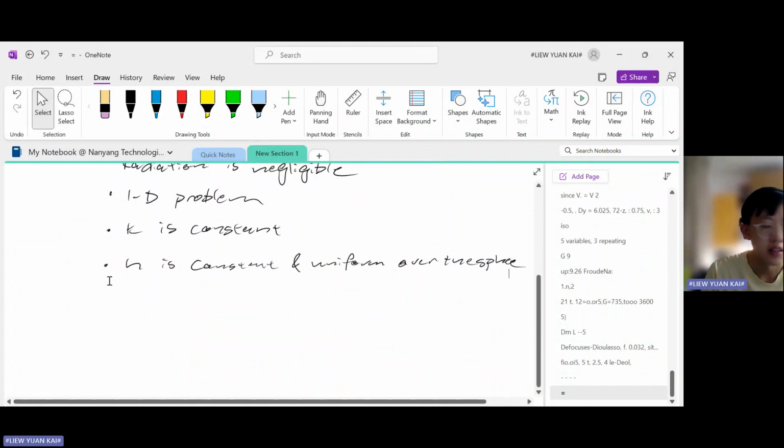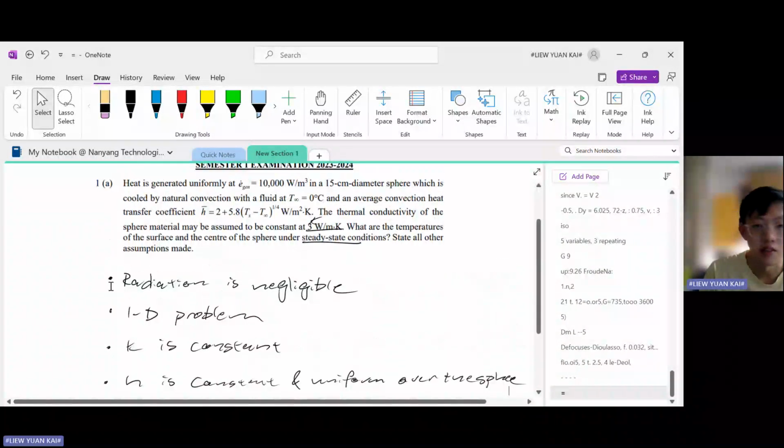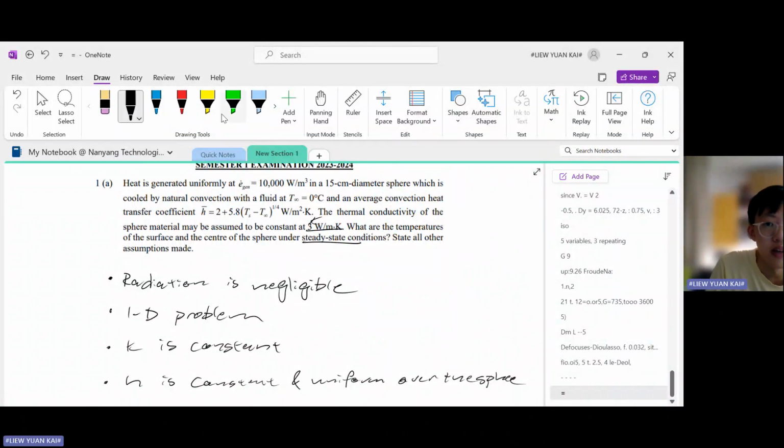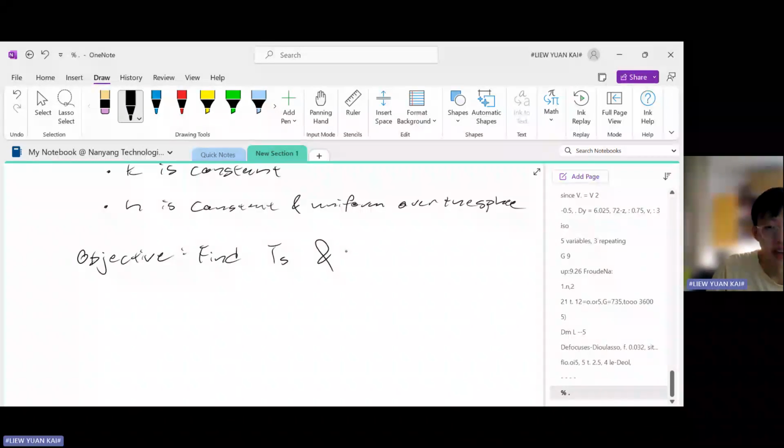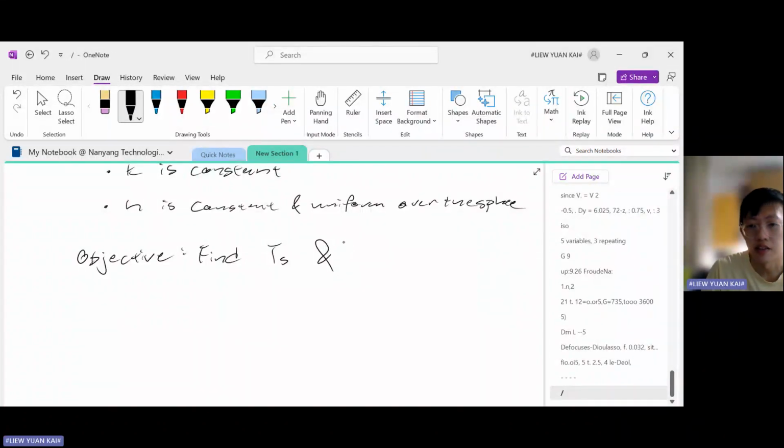Then let's get started on the actual details of the solution. So what do they want? Our objective is to find the temperatures of the surface and the center of the sphere. Meaning to say, our objective is to find the surface temperature, which is Ts, and the temperature at the center of the sphere.